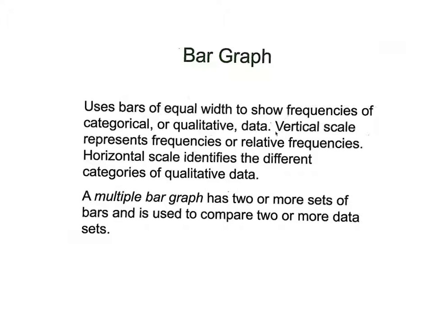First of all, make sure when you see a good one that the bars have equal length, and they can show categorical, qualitative data. The vertical scale is usually frequencies or relative frequencies, which we did earlier this week. A multiple bar graph: you can actually use 2 bars on the same graph, and I'm going to show you one on this next slide right here.